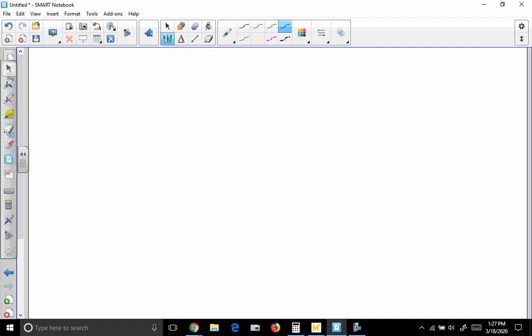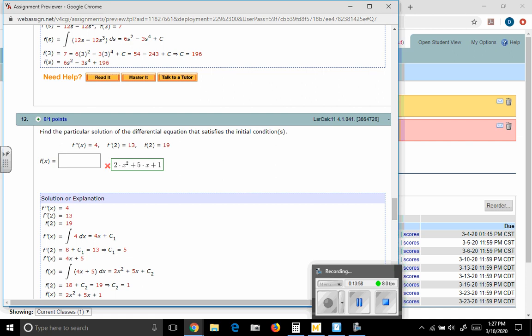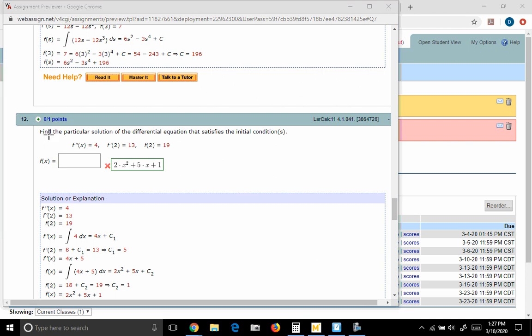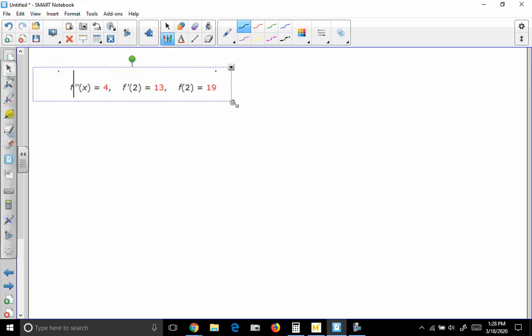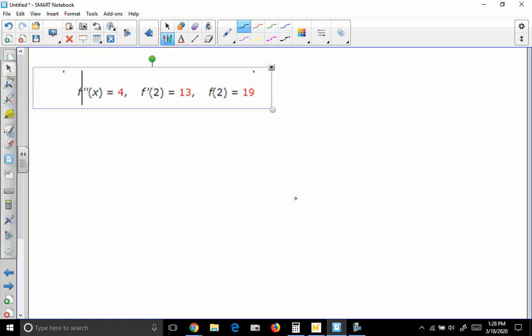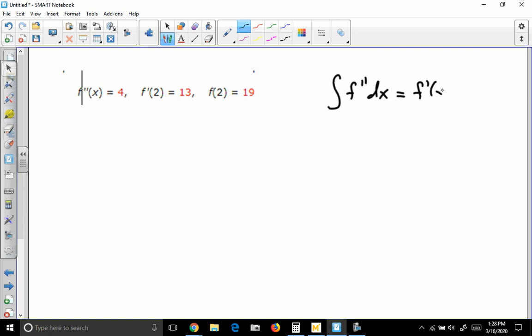So let's do another one. And in this problem we're going to have 2 concepts. One of them is that if we have a second derivative, to get the first derivative, we integrate. And if we integrate a first derivative, it gives us our original function. So let's write that out. If we integrate a second derivative, it gives us the first derivative. And if we integrate a first derivative, it gives us our original function.